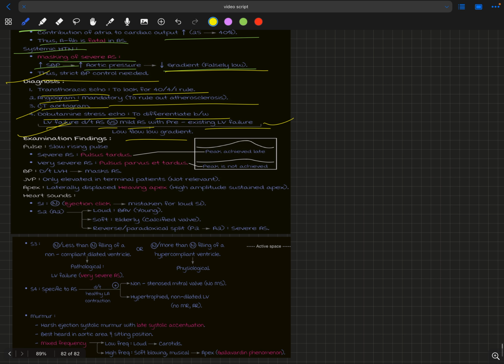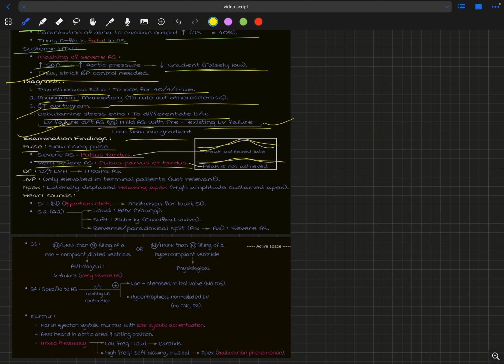Examination findings: the pulse is a slow rising pulse. In severe AS it is pulsus tardus, a slow rising pulse, with the peak achieved late. And in case of very severe AS, pulsus parvus et tardus, low volume plus slow rising pulse, the peak is not achieved.